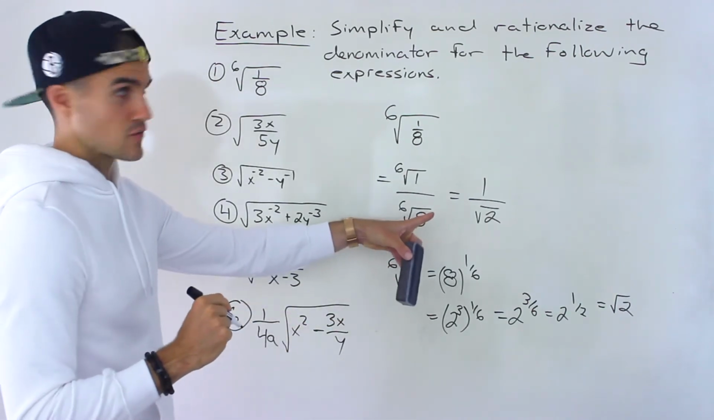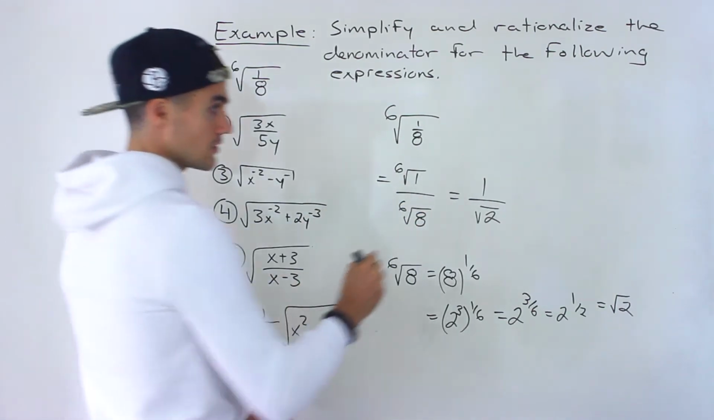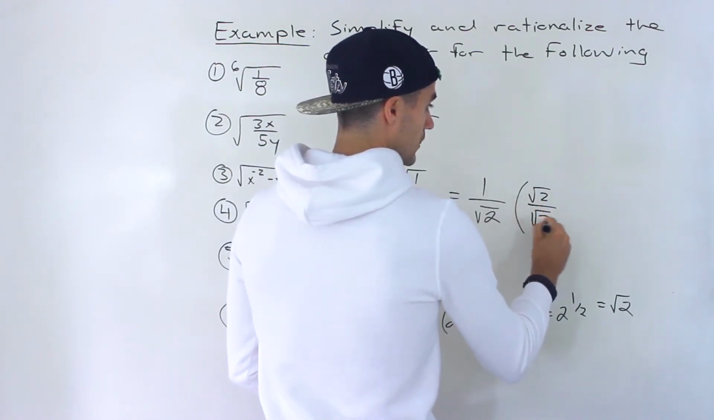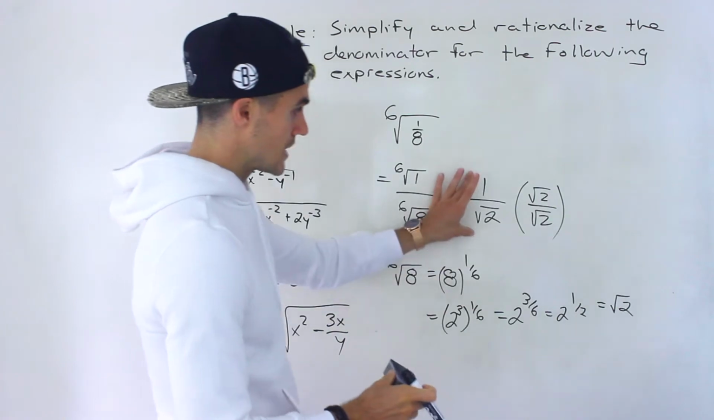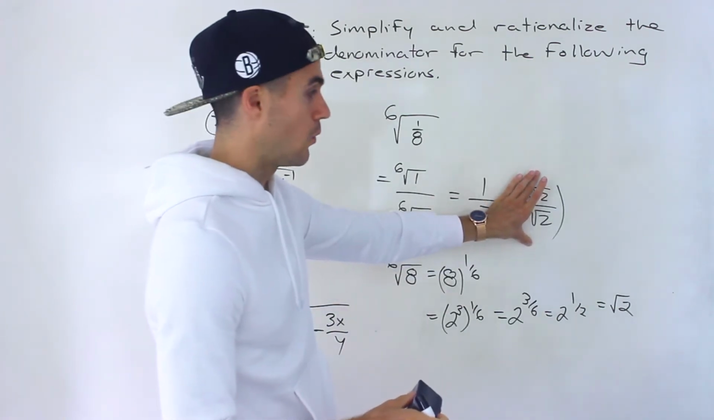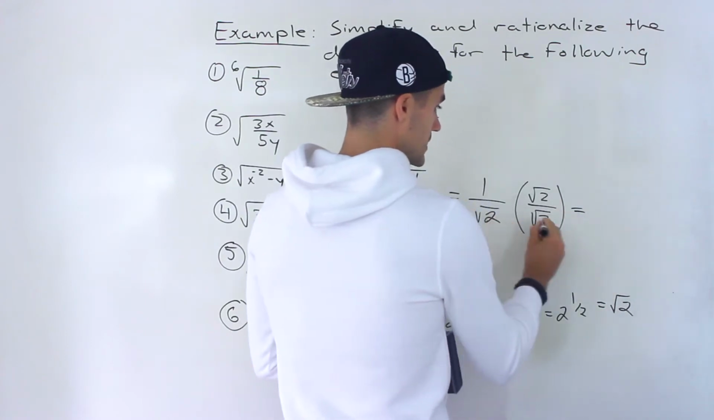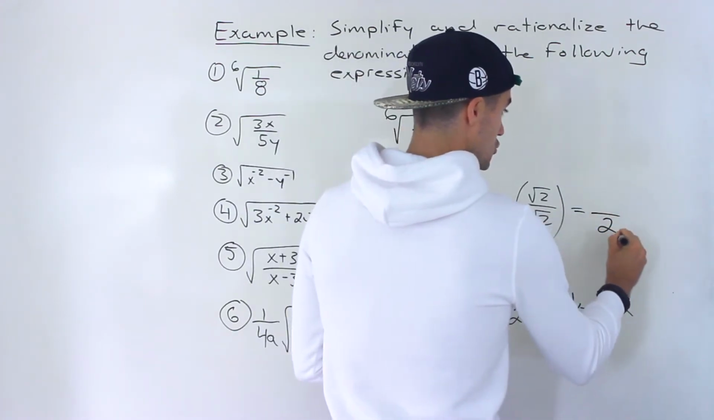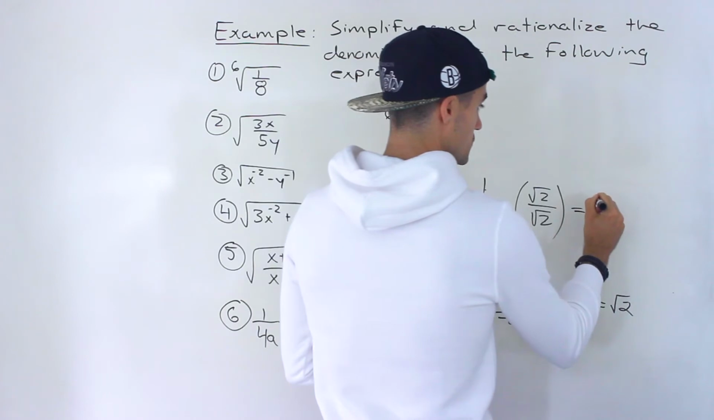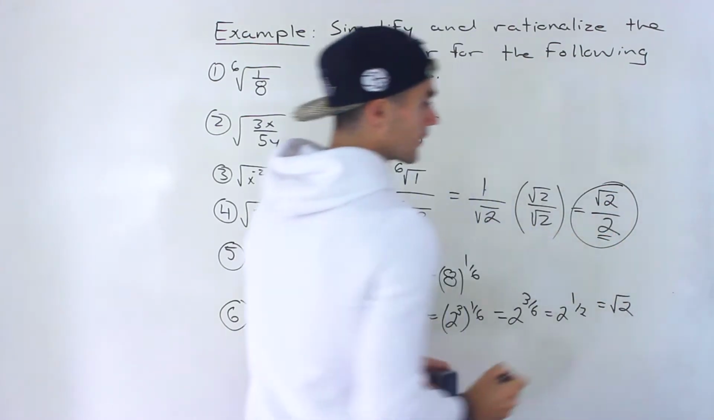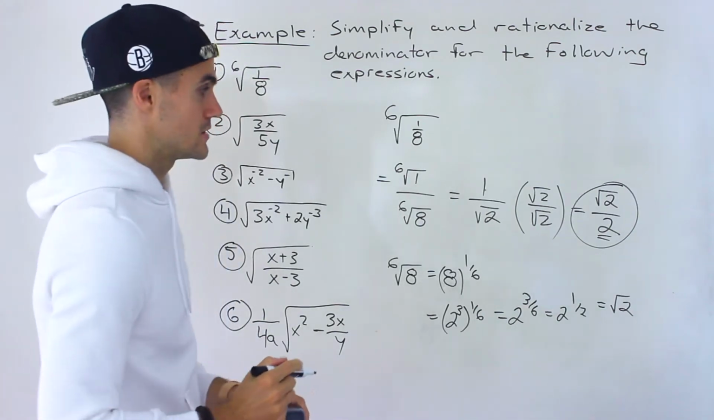But we can't leave it in this format. We have to rationalize the denominator. So what we would do is multiply the numerator and the denominator by root 2. It's like we're taking this and multiplying it by 1. The reason we do that is because root 2 times root 2 gives us 2, and 1 times root 2 just gives us root 2. And notice that now we don't have any radicals in the denominator.